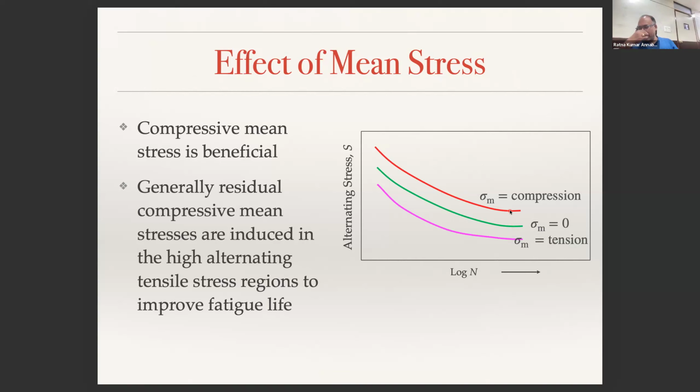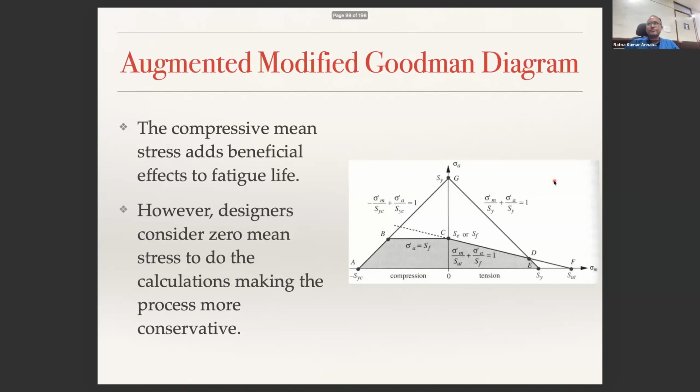So what happens when you have compressive mean stress? Compressive mean stress is beneficial. If you have tensile mean stress, the life reduces. If it is compression, life increases because it will delay the propagation of the crack. Okay, that's a good thing. However, when we are dealing with compressive mean stress, we will not add the benefits that are coming due to compressive mean stress. Rather, we consider the scenario equivalent to mean stress being zero. That means our design is based on the mean stress equal to zero scenario. We will not really account for the benefits given by the compressive mean stress.